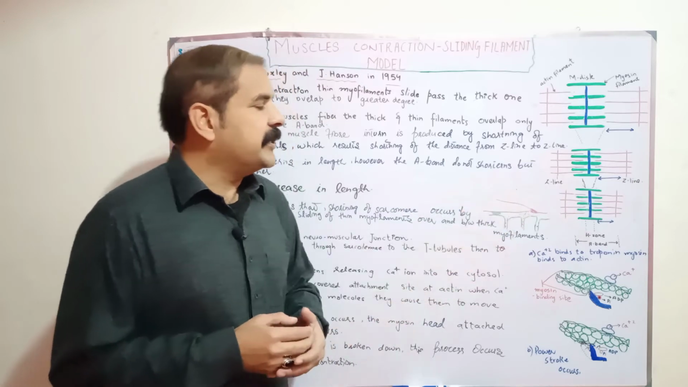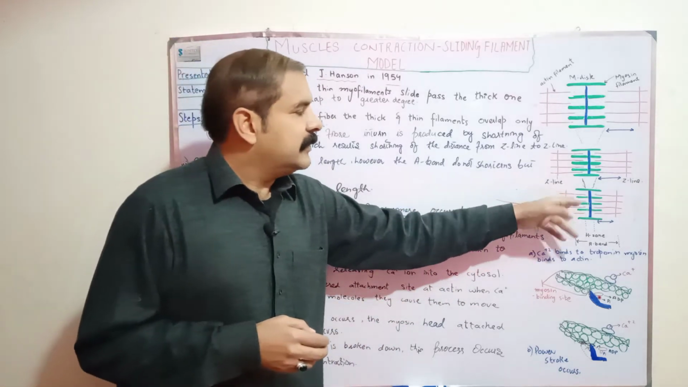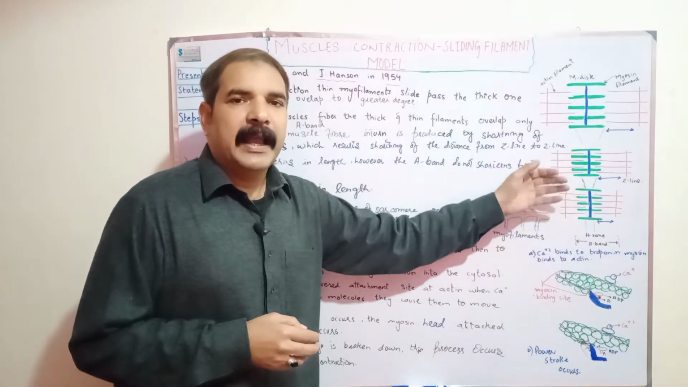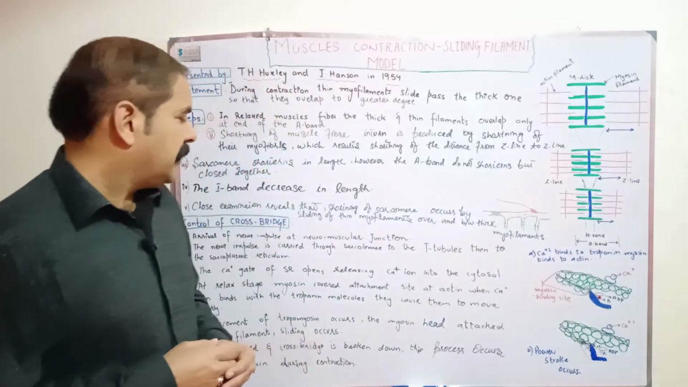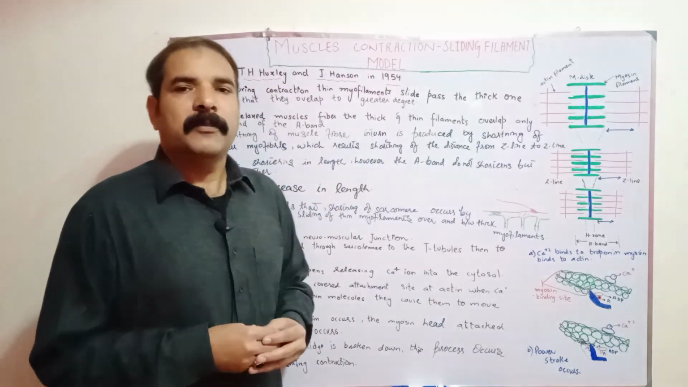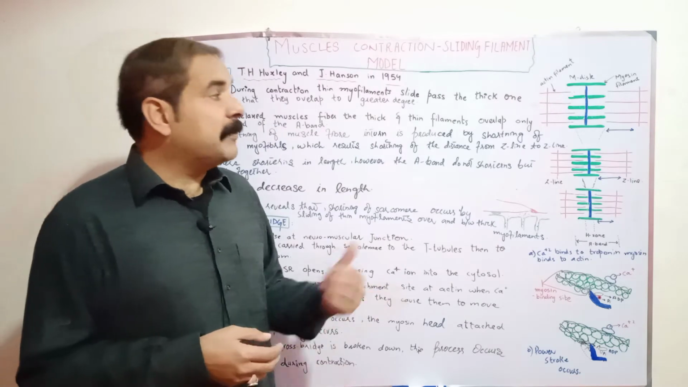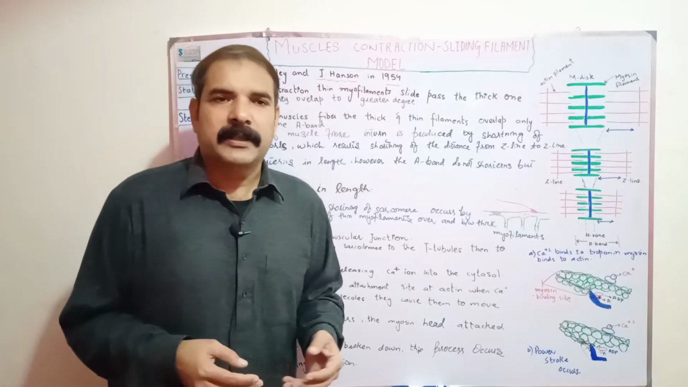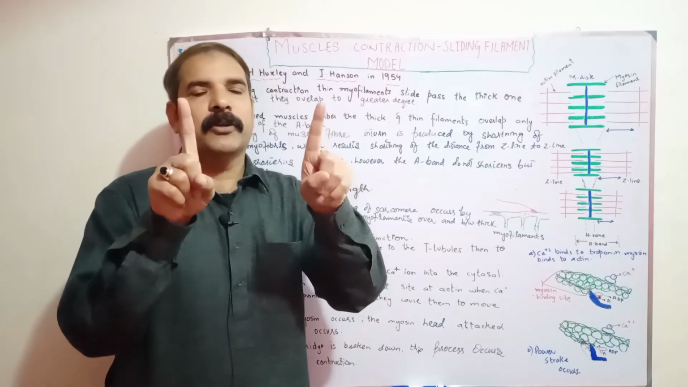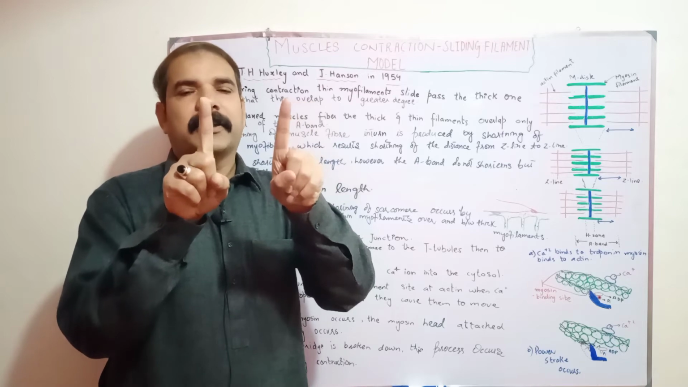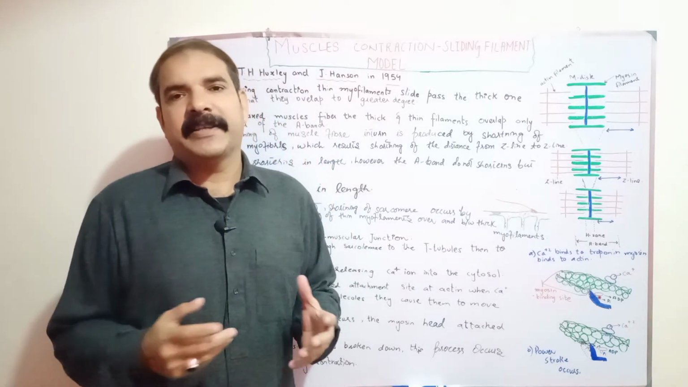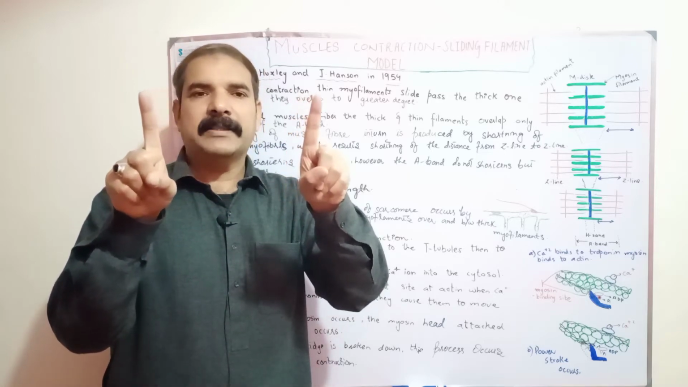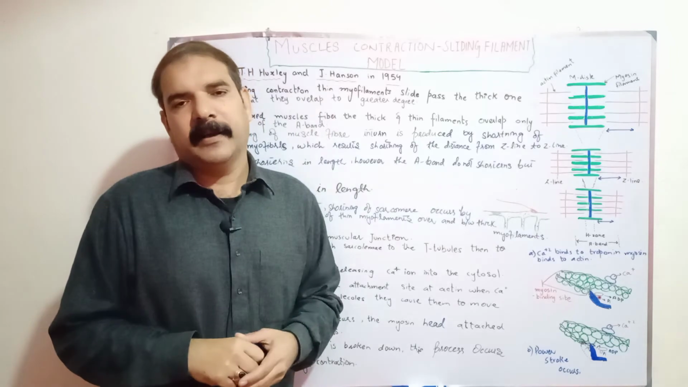Modern study says that the contraction occurs due to the sliding of the thin filament over and between the thick filament. This is the Huxley model, and if you summarize this model in very easy words, you can say that during the contraction, the two Z lines come closer to each other, the A band shortens, and the H zone and the M line disappear. During the relaxation, the two Z lines move far apart so that the H zone and the I line appear.